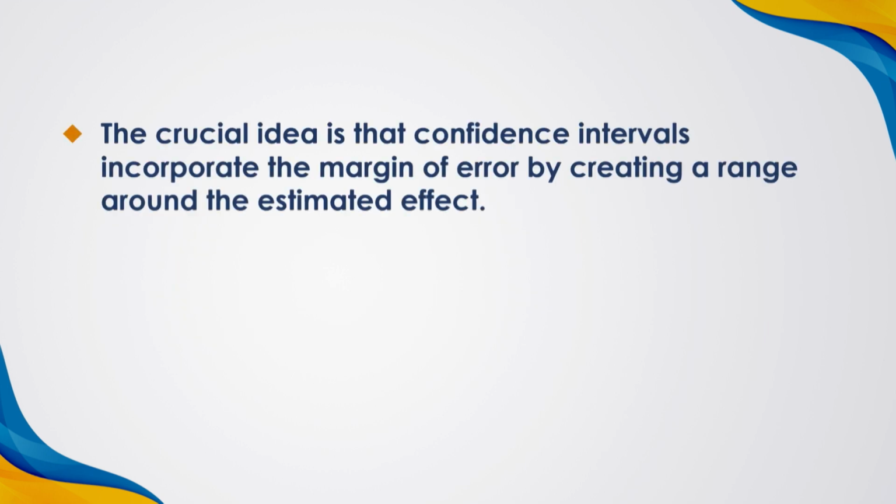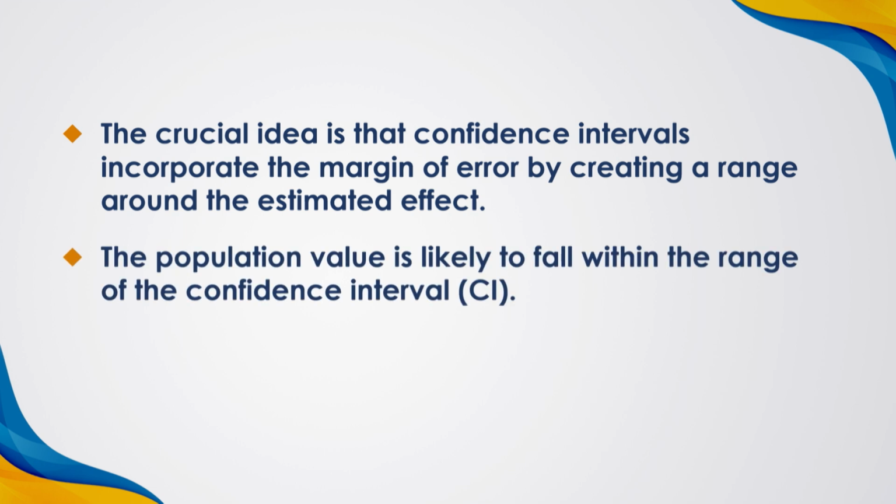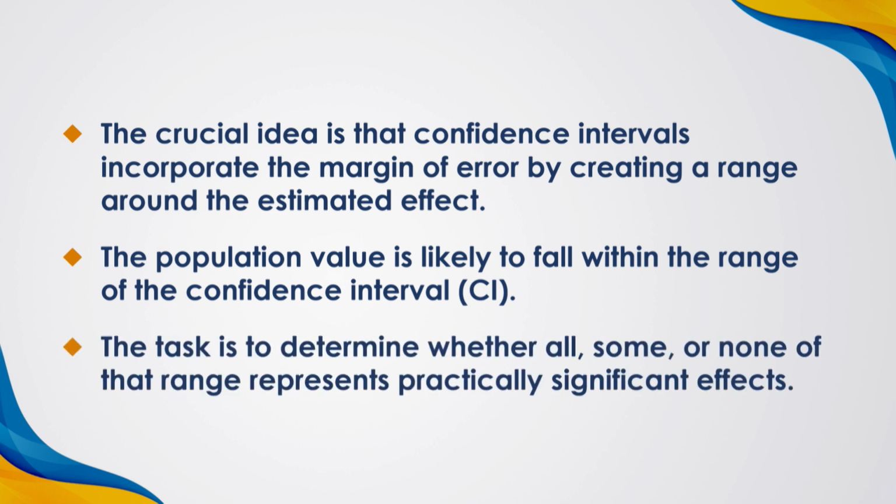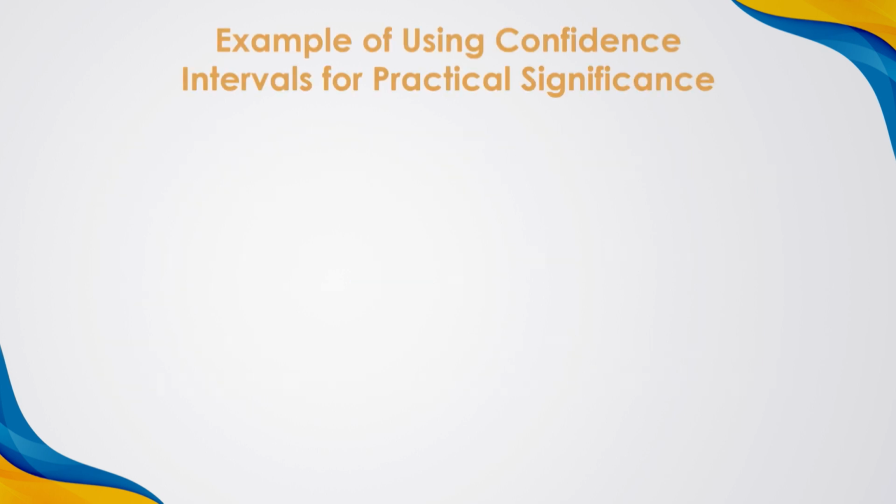The crucial idea is that confidence intervals incorporate the margin of error by creating a range around the estimated effect. The population value is likely to fall within the range of the confidence interval. The task is to determine whether all, some or none of that range represents practically significant effects. Now, examples of using confidence intervals for practical significance.